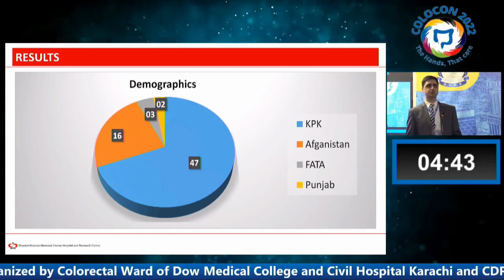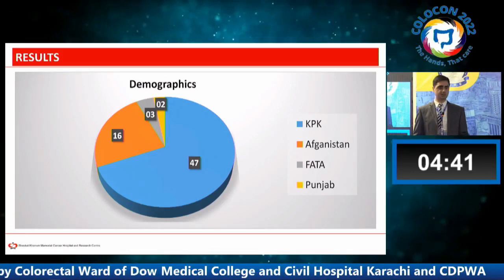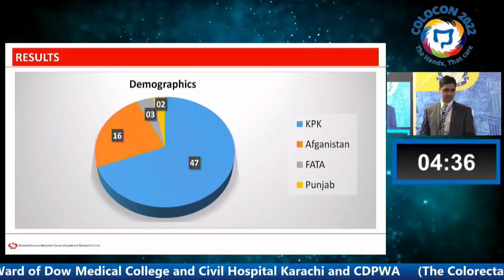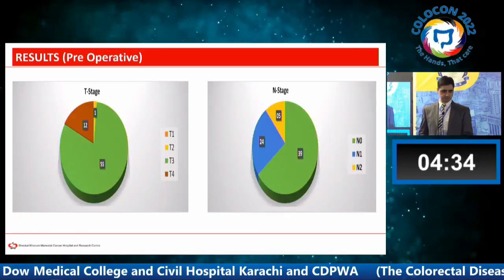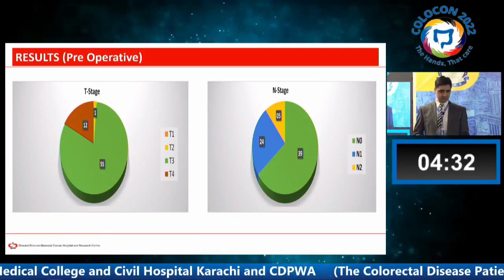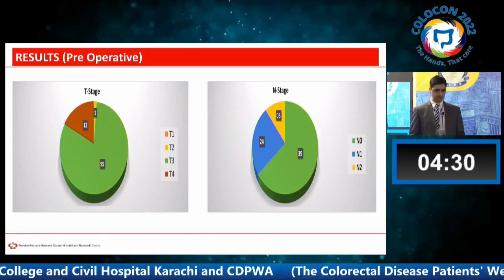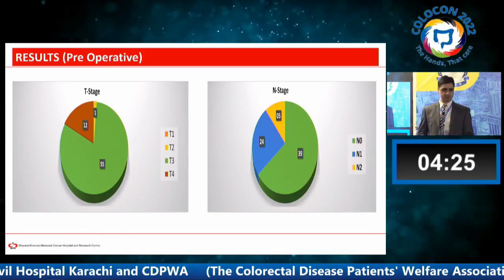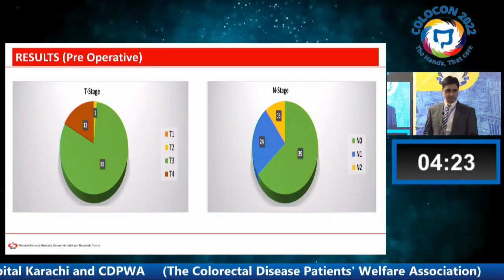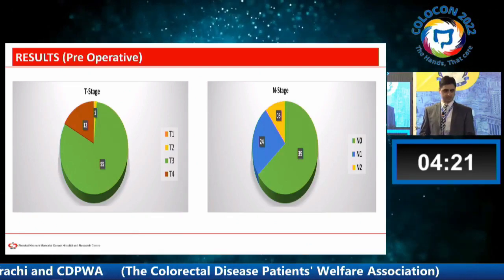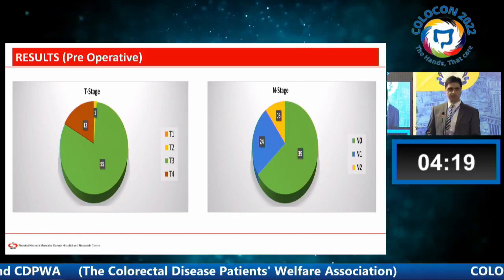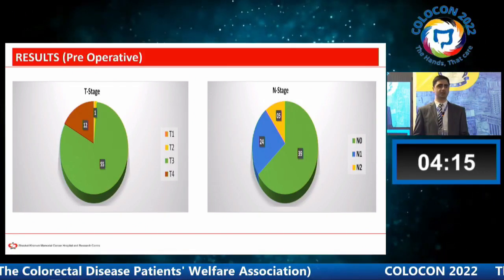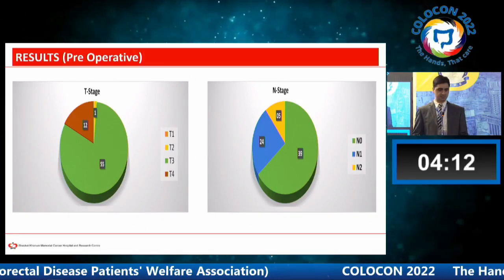This is the demographic of the patients which we received. Shaukat and Peshawar received the majority of the patients from KPK and Afghanistan. 2 patients from the Pindi and Islamabad region were operated on too. This is basically the preoperative staging. The majority of the patients present at T3 stage, while some have T4 disease. On the other side is the lymph node stage. In Pakistan, because of the lack of primary health care, our patients tend to present at a much higher stage than the internationally published data.